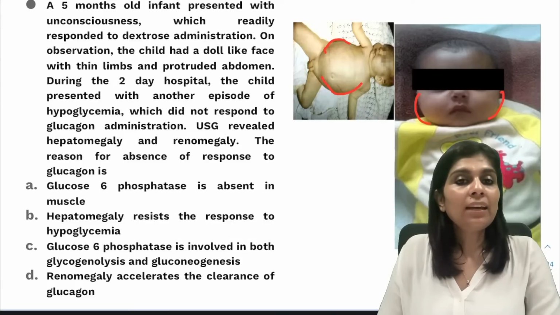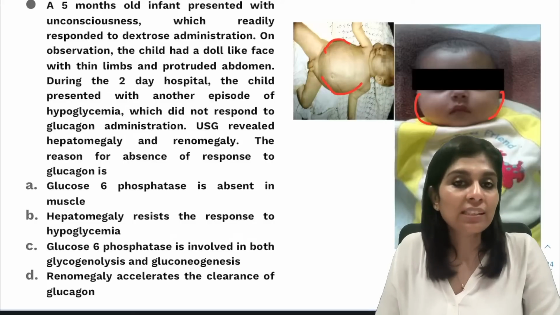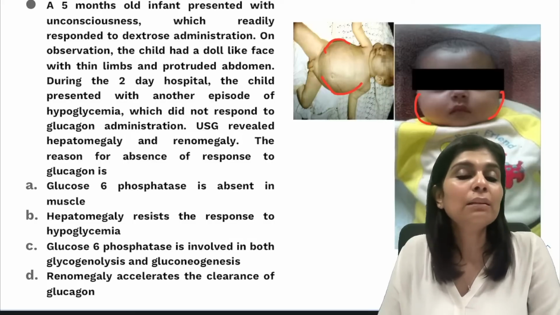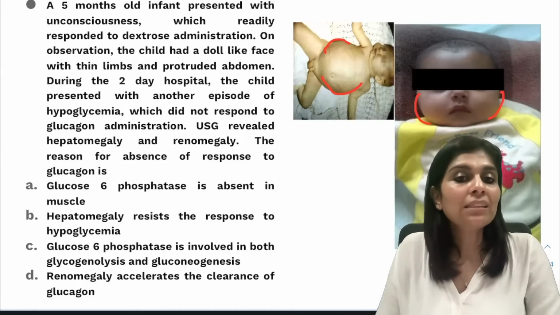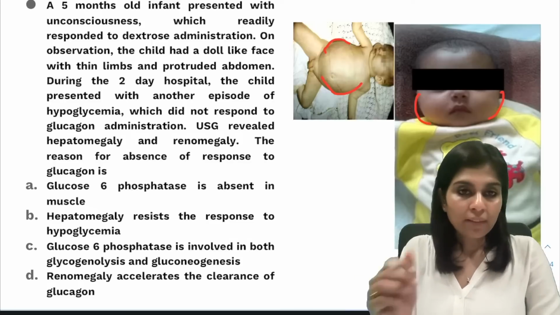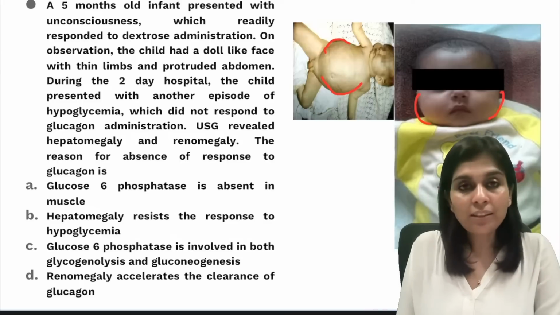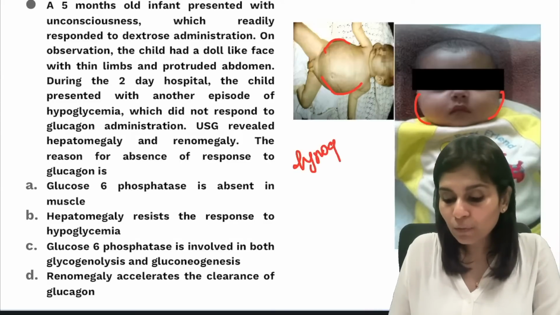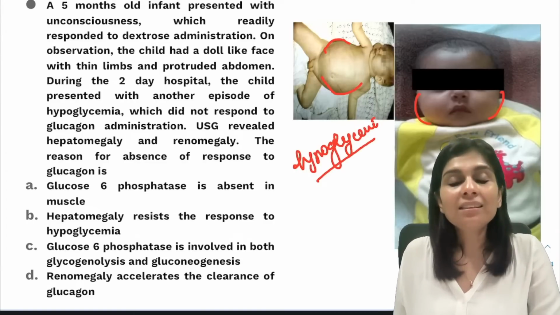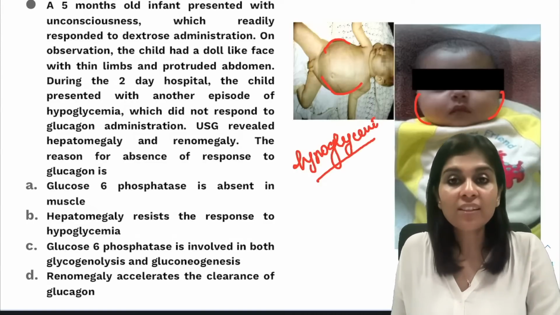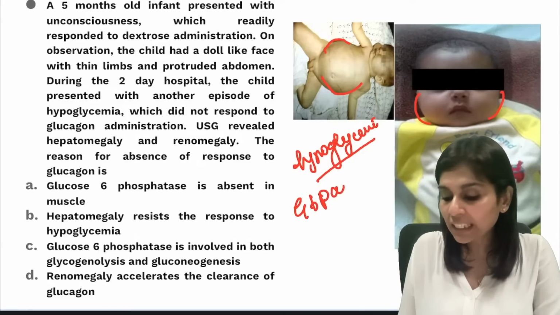During the second day of hospital admission, the child presented with another episode of hypoglycemia which did not respond to glucagon administration. Ultrasound revealed hepatomegaly and renomegaly. The reason for absence of response to glucagon is... So whenever you see hypoglycemia which does not respond to counter-regulatory hormone administration, that is classical of von Gierke's disease. It is caused by the defect of glucose 6-phosphatase.